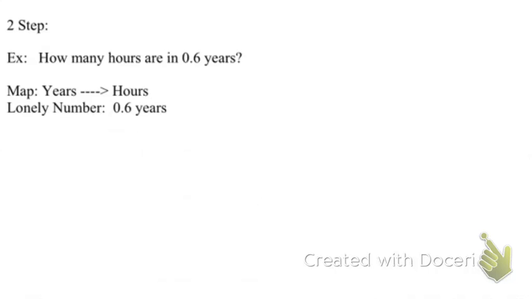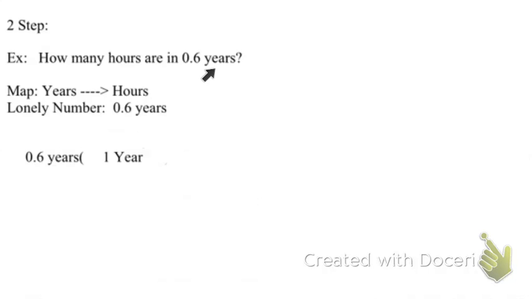So now we're going to start our math off with 0.6 years. Because we have years in our lonely number, we're going to need years on the bottom of the first fraction to cancel them out. And there we are, 1 year.